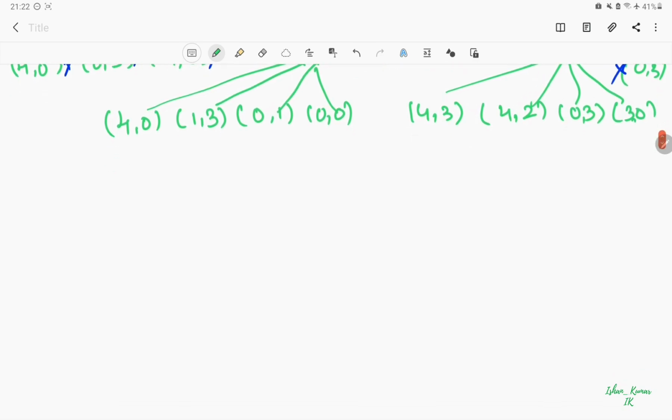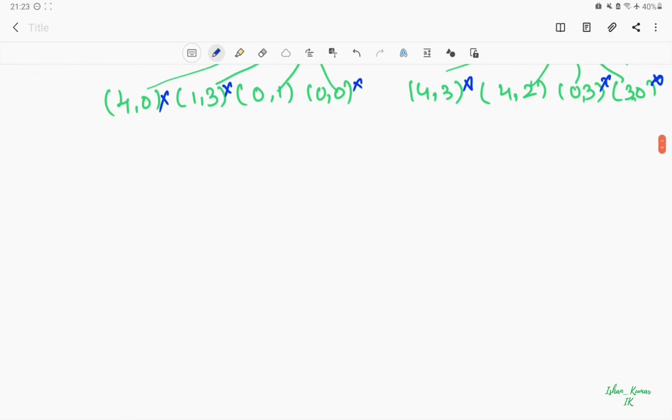Now, in these states again, 4, 0 already has been explored. 1, 3 already done. 0, 1 we haven't explored this before. 0, 0 already done. 4, 3 already done. 4, 2 never done before. Then 0, 3 and 3, 0. Sorry, these have been explored before, so we will not explore them again.